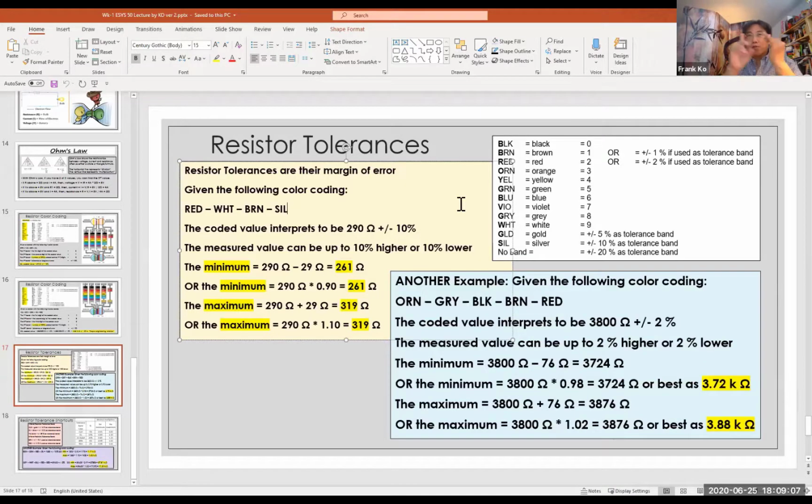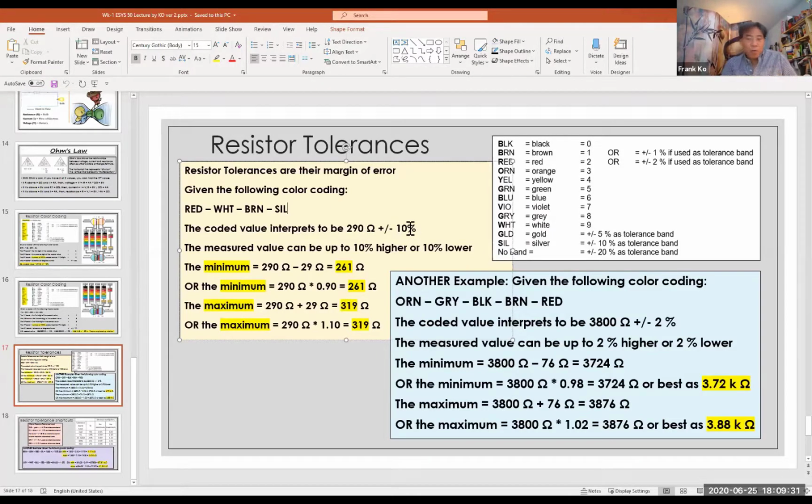The yellow box shows you red, white, brown, and silver. So that is a 2 and a 9 for the first 2 digits. The third band is brown. It's not a third digit. What does the third band represent in this particular case? Number of zeros. And brown tells you there's 1 zero. So you have a 2 and a 9 followed by 1 zero. You've got 290 ohms, plus or minus 10%.